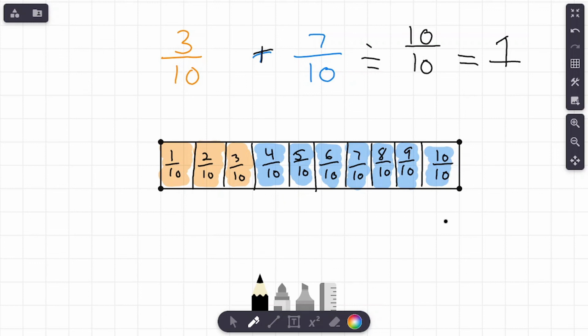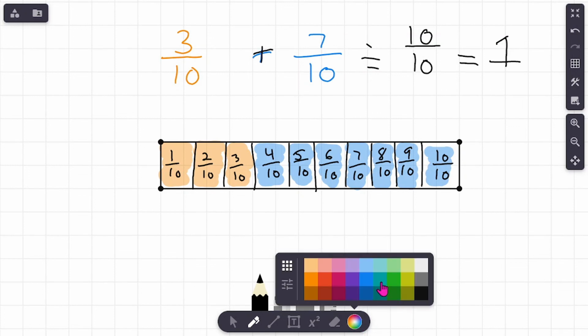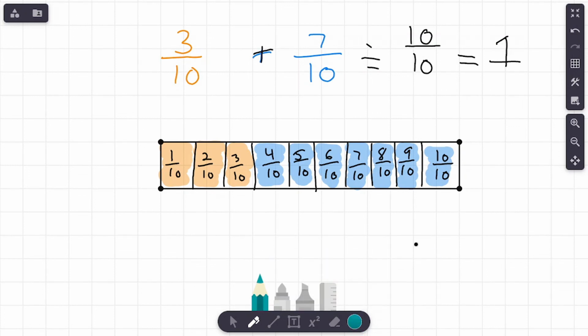Stick with this. This is a new concept. It can be quite a challenge. Don't give up. You've done such an amazing job so far in our fraction series. Stick with it. I know it can be a challenge, but do not give up. Growth mindset, it's super important.